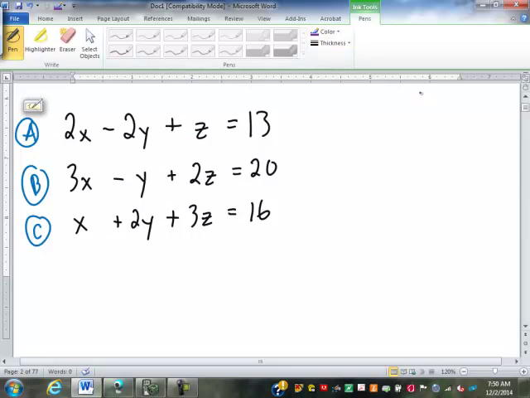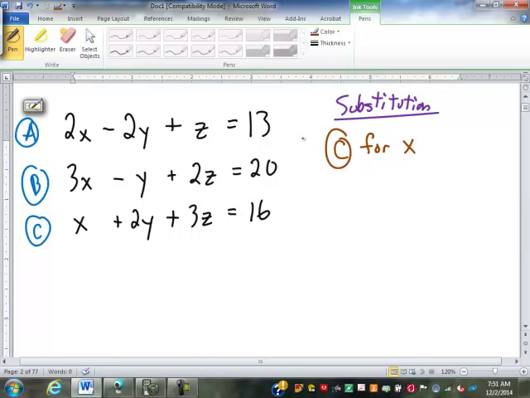So, what are we going to do? Well, as I said, we have two options. We have substitution. We have the elimination or addition method. Let's try to solve this one using substitution. If I were using substitution, the first thing you have to do is pick an equation that you're going to solve for one of the variables. I am going to solve equation C for x.